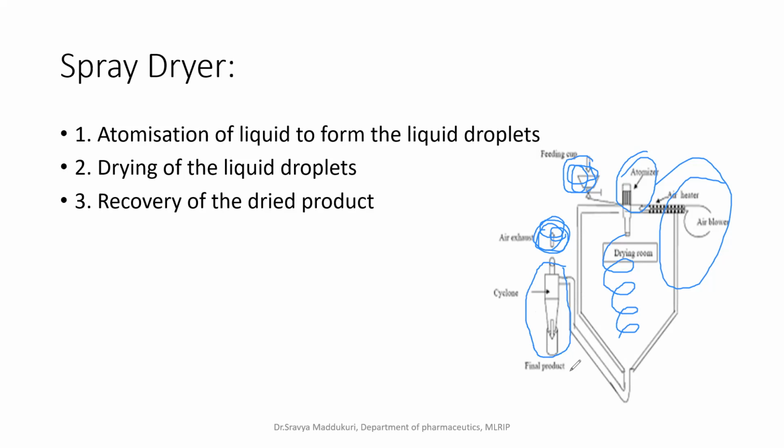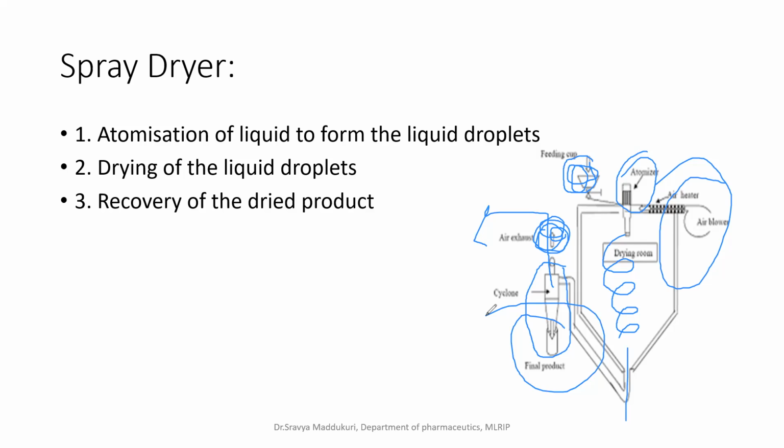Now, why is this cyclone separator here? Sometimes fine particles also escape through the air. To separate the fine particles, you use a cyclone separator. So only the moist air is removed by using an air exhaust, and the cyclone separator separates the fines and then gives you the final product.